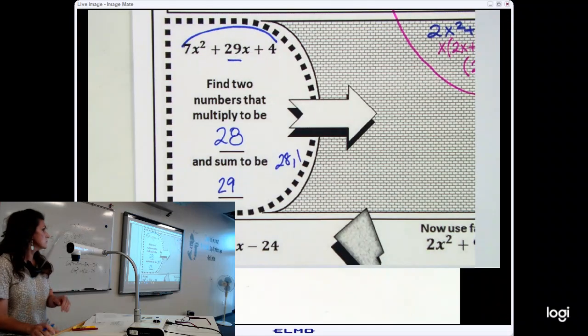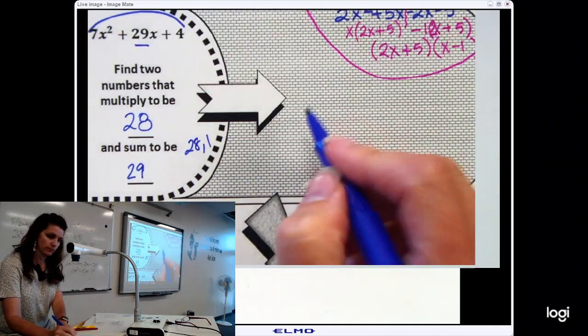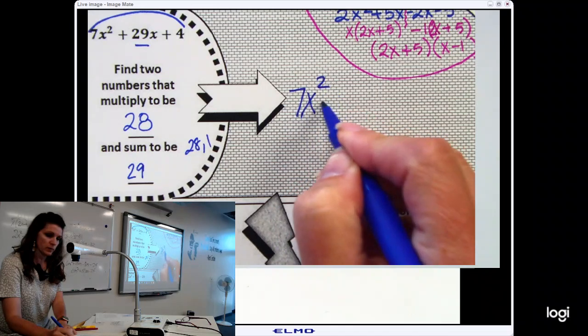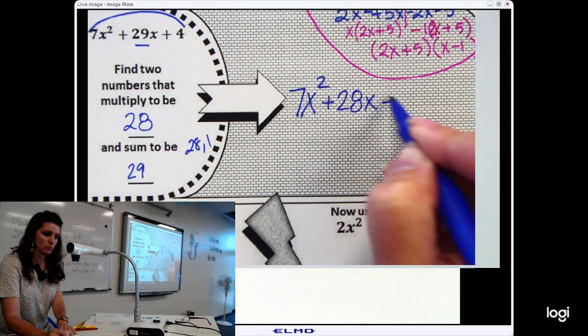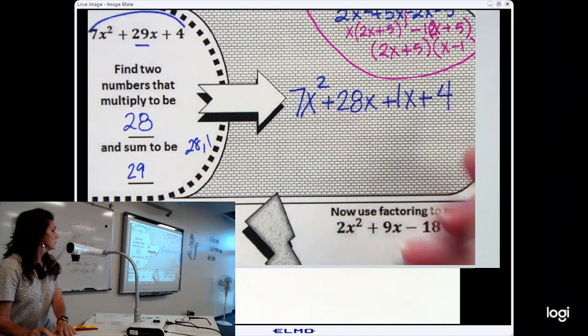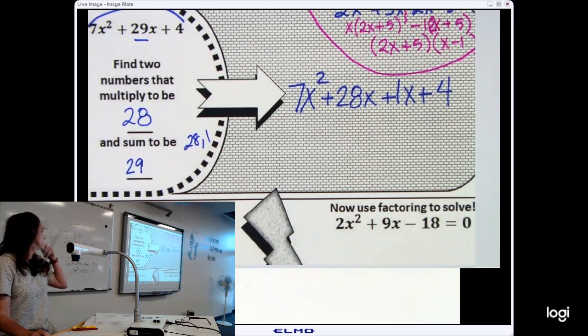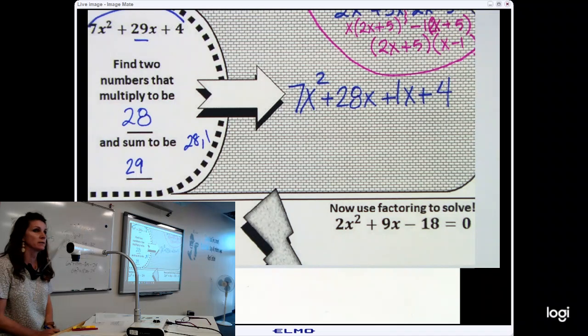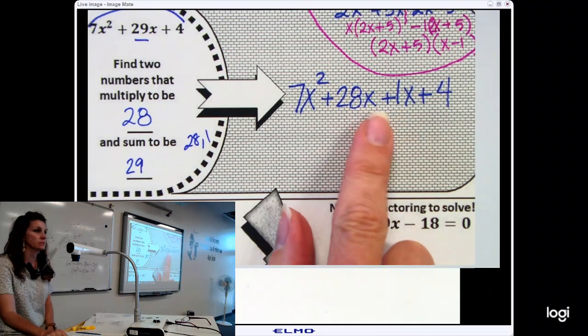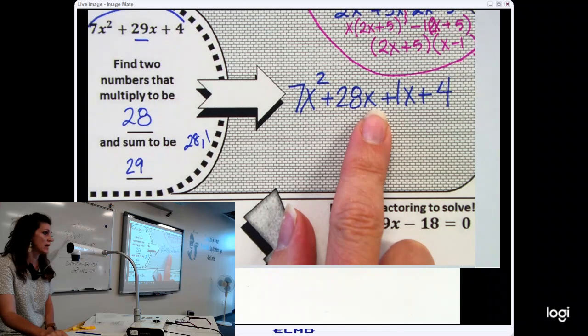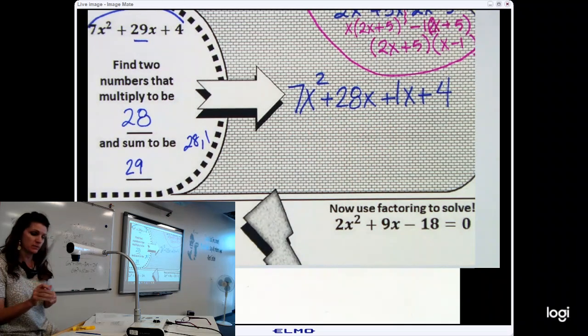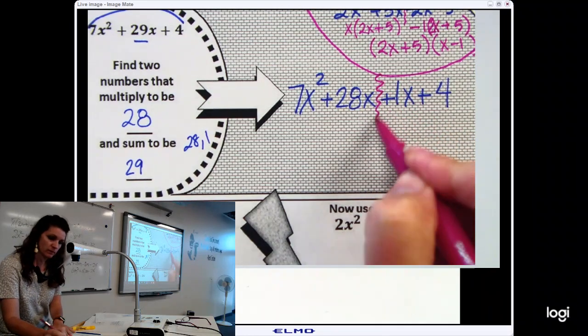All right, we'll use those two numbers to rewrite the problem. 7x squared plus 28x plus 1x plus 4. You told me to change colors and I went back to blue. Is it okay when it's that big? Change colors. All right, changing colors. I've got 4 pieces. What happens if you combine those? You're back to where you started and you're stuck. So I've got 4 pieces. What am I going to do? Split it down the middle.